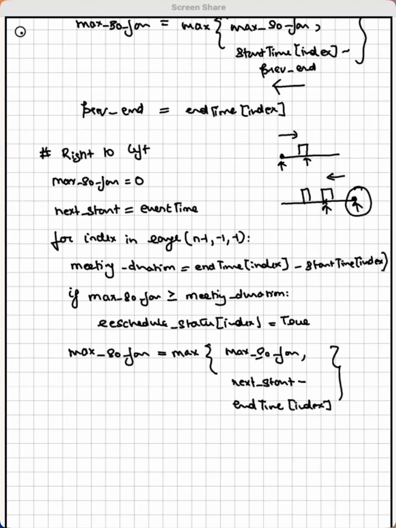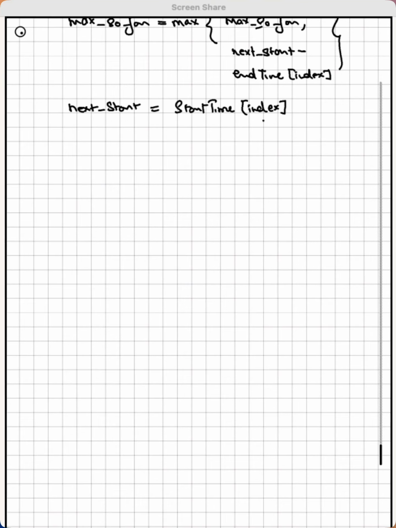Okay, so this is what we have to do. Another thing, we should not forget to update our next start, which started off with event time but will now be start time of index. So when we move backward, this will be our next start. So now we have finished updating our reschedule status array. So now we have an array which is a boolean array.